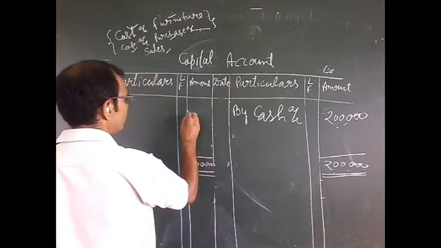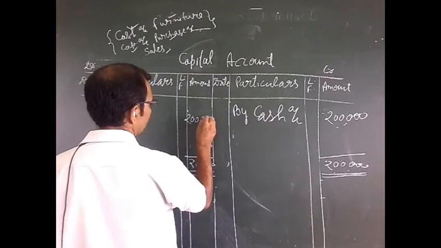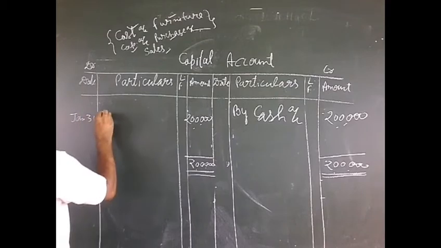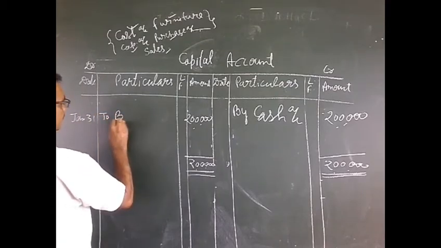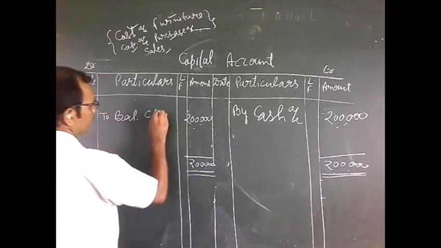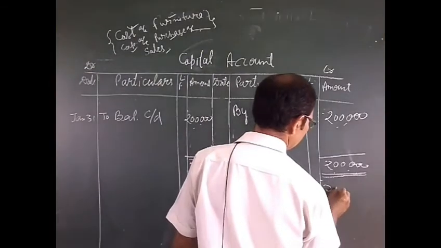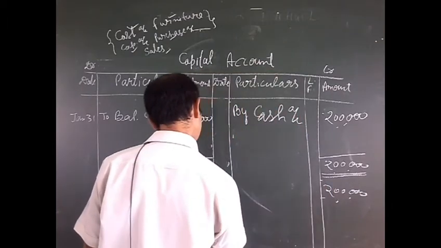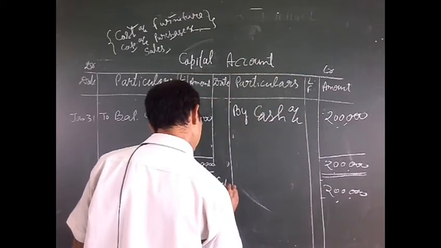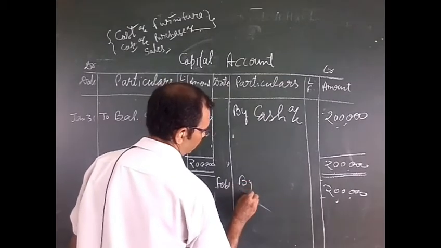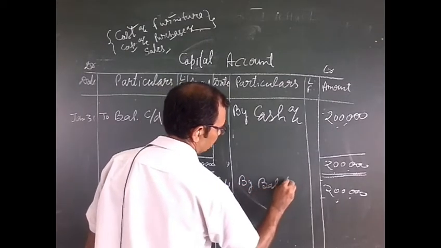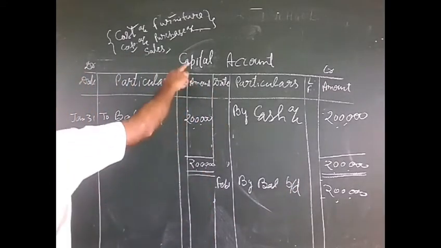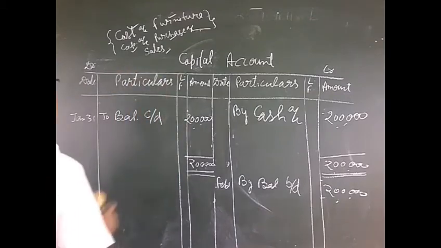and after deducting 0 you will find the same 2 lakh, and we will write here on the last date, by balance carried down, and in this side again 2 lakh, and we will write here the first date of next month, February 1, to balance brought down. In this way we prepare the capital account, and the next account is furniture account.